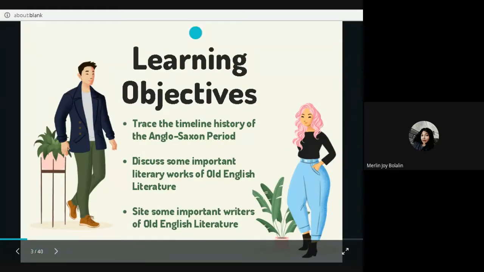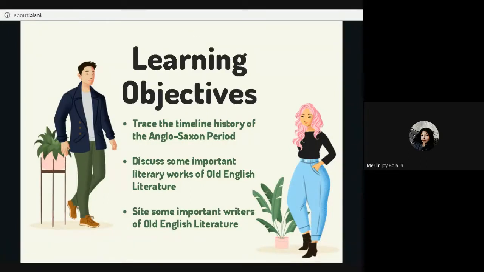Okay, so but before that, let me share to you the learning objectives that we have as a guide for today's discussion. So, the first one is to trace the timeline history of the Anglo-Saxon period. Since we know that you can determine the history in literature, and it is a part of literature. And then the second one is to discuss some important literary works of Old English literature, and then cite some important writers of Old English literature.